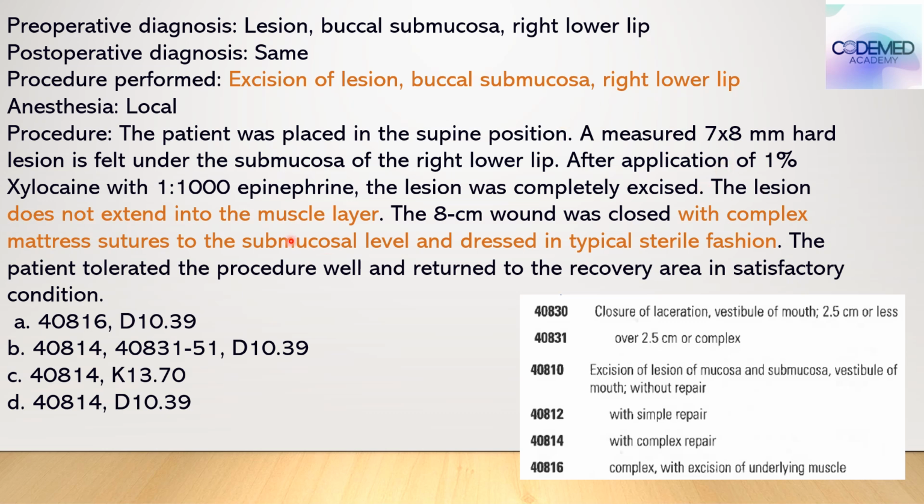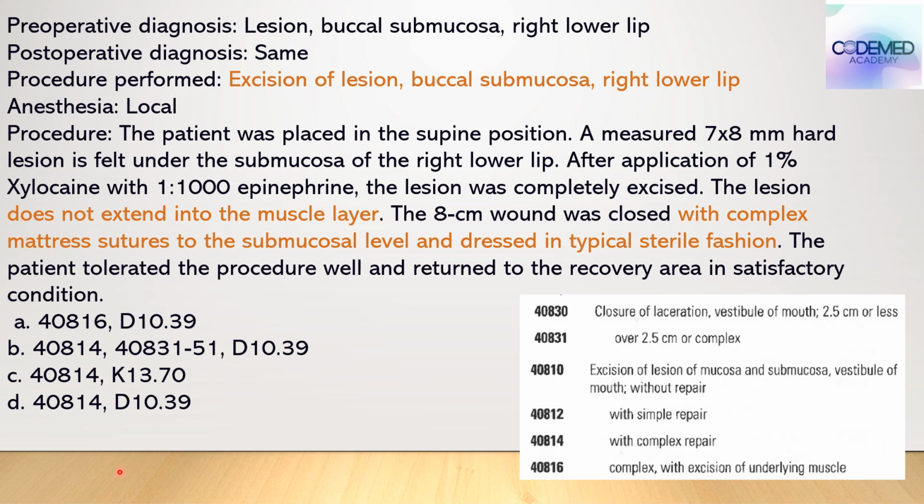A measured 7.7 to 8 millimeter hard lesion is felt under the submucosa of the right lower lip. After application of 1% xylocaine with 1:1000 epinephrine, the lesion was completely excised. The lesion does not extend into the muscle layer. The 8 centimeter wound was closed with a complex mattress suture to the submucosal level and dressed in the typical sterile fashion. The patient tolerated the procedure well and returned to the recovery area in satisfactory condition.